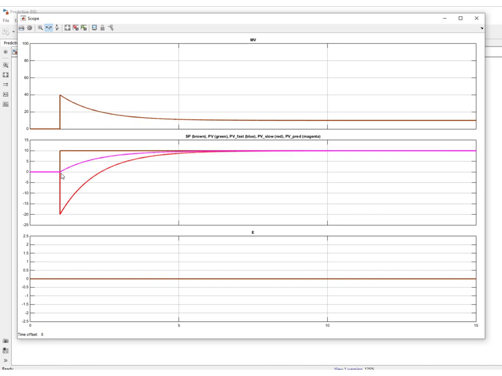You can see, of course, that the actual system, in green, is behind the red one, and because the PV and the slow PV in red are exactly the same, it reacts with the inverse response. Also, the fast PV and the predicted PV are one on another, right? The blue one is below, and this is again because there is no model error.